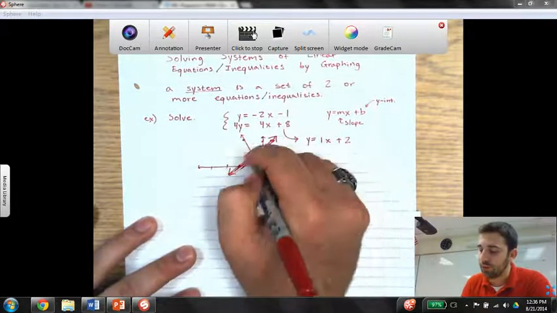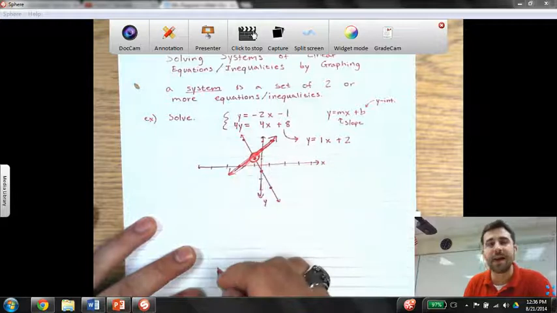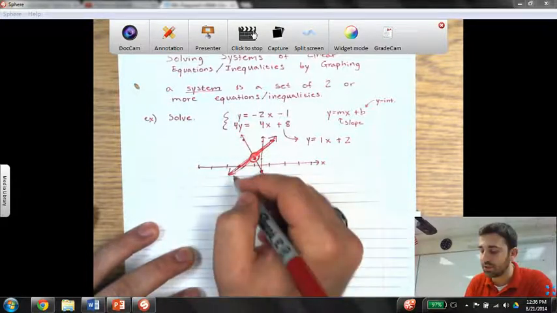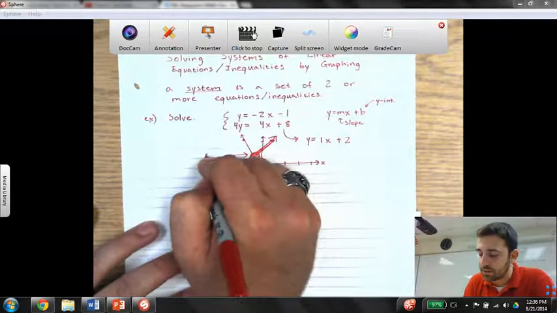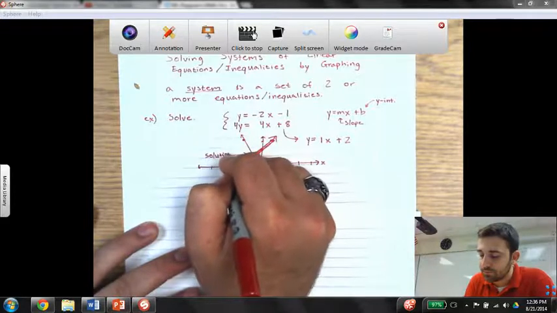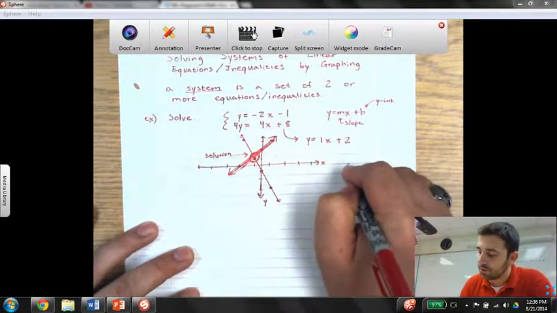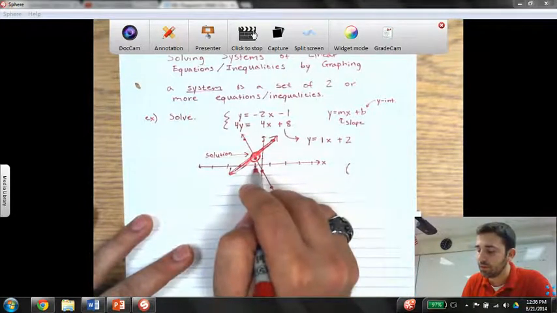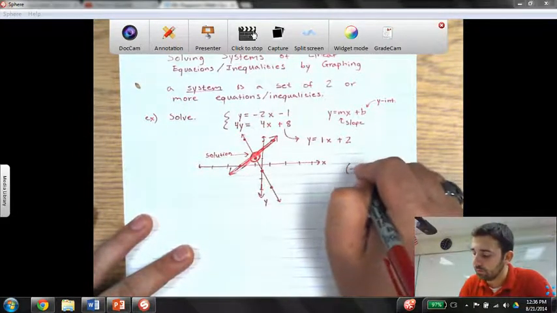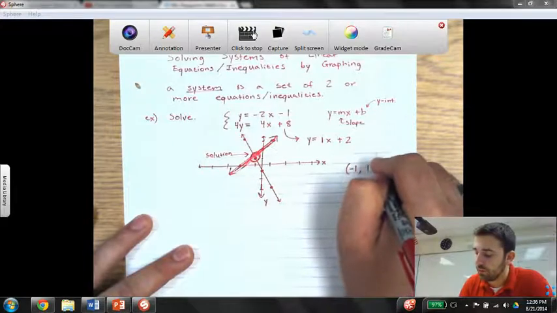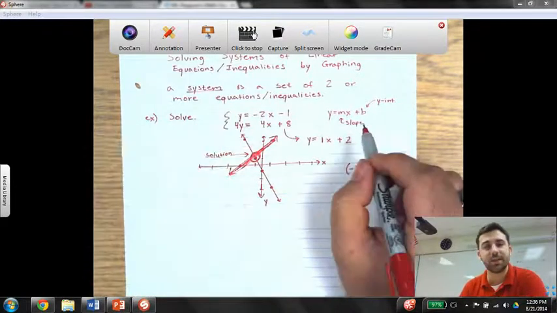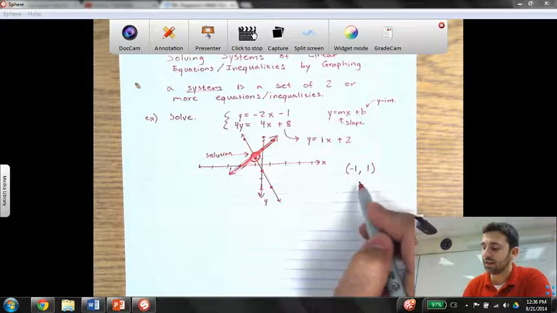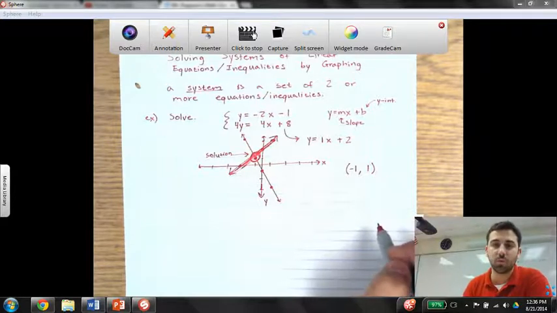We notice that I have a point where both lines intersect. This is considered my solution. And we want to write solutions in coordinate form. So -1 for x and 1 for y. So the solution to this system of equations is x equals -1 and y equals 1.